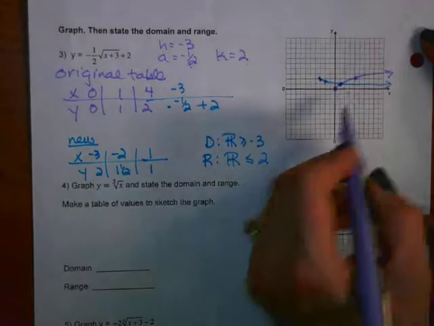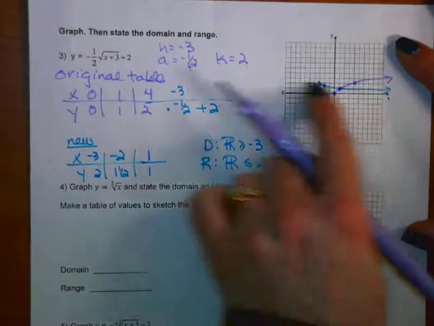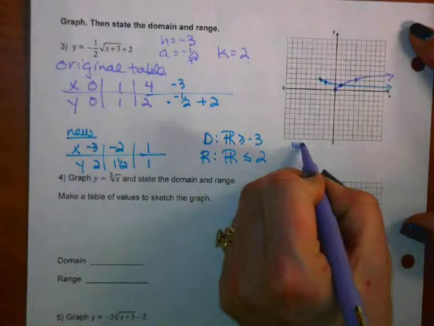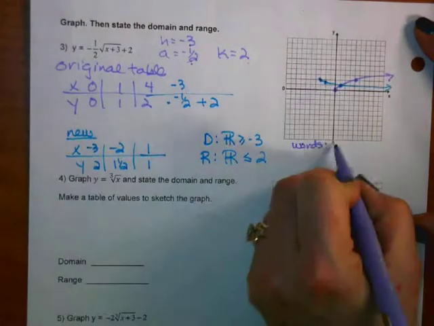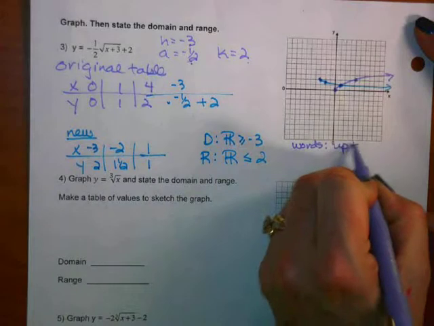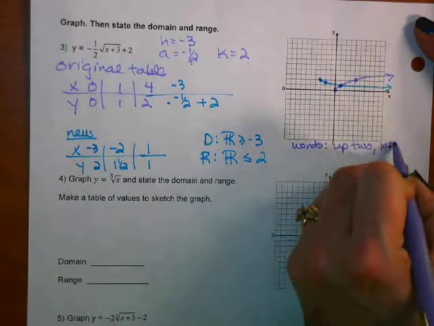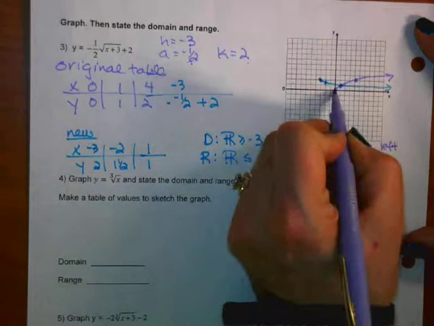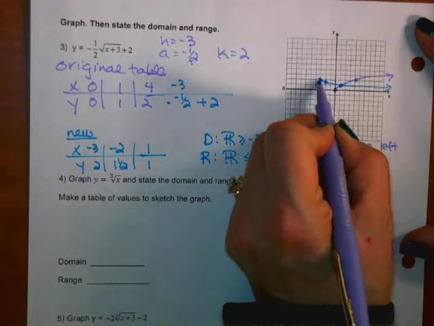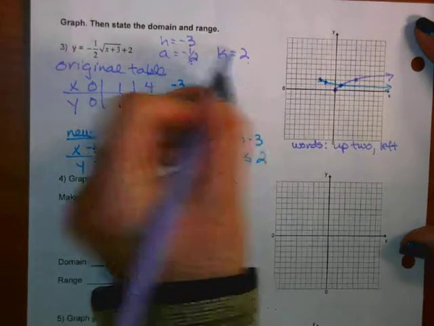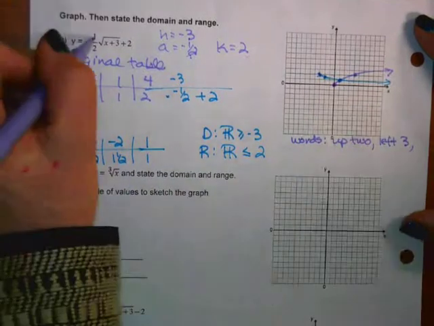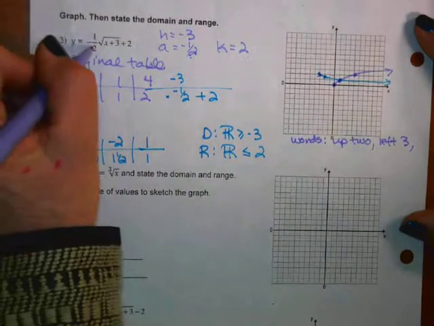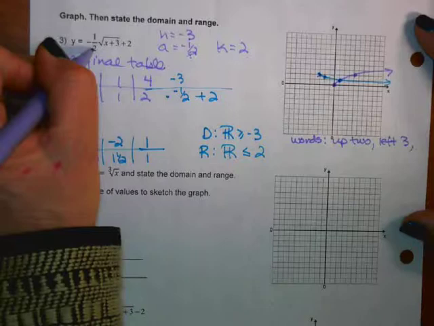Okay, let's just talk about how we would describe the transformation here in words. You could start from here and say, okay, it went up 2, left 3. I usually look at the starting point. I went up 2, left 3, which you can see right here in H and K. And then it was a shrink of 1/2 because this number A is between 0 and 1.